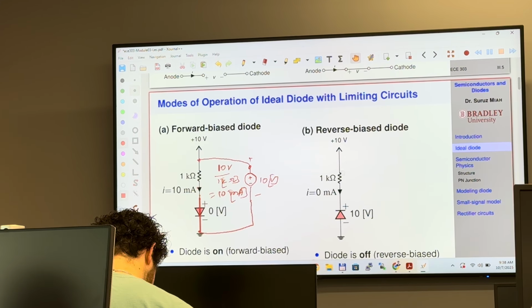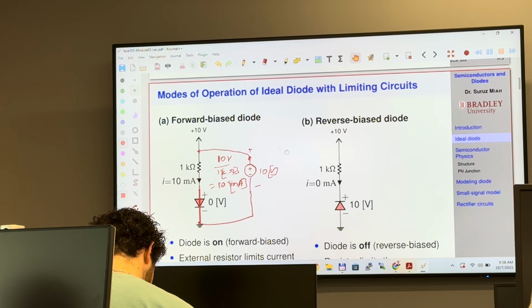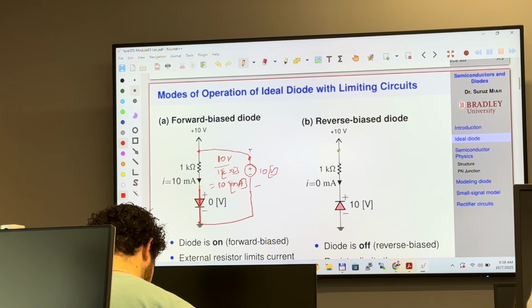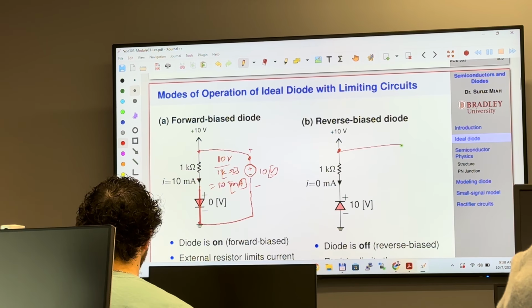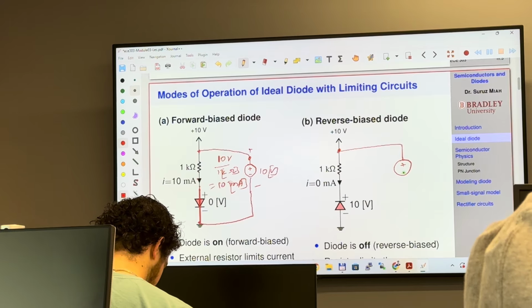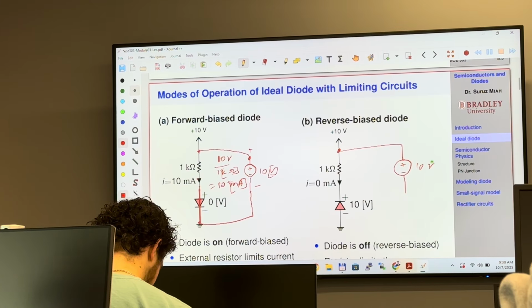Now let's think of this reverse bias condition. Again, this 10 volt, you can think of this as positive here, negative here. This is 10 volt.